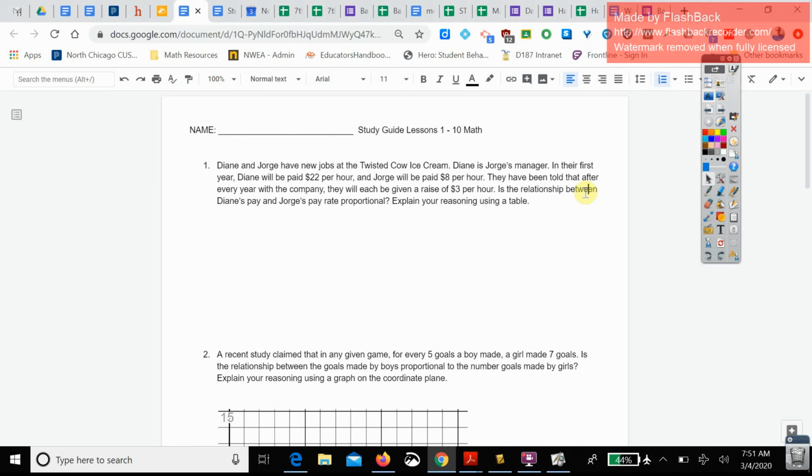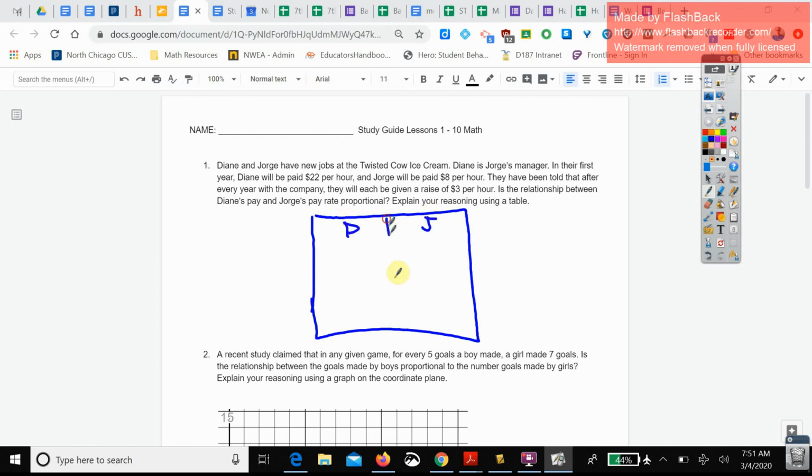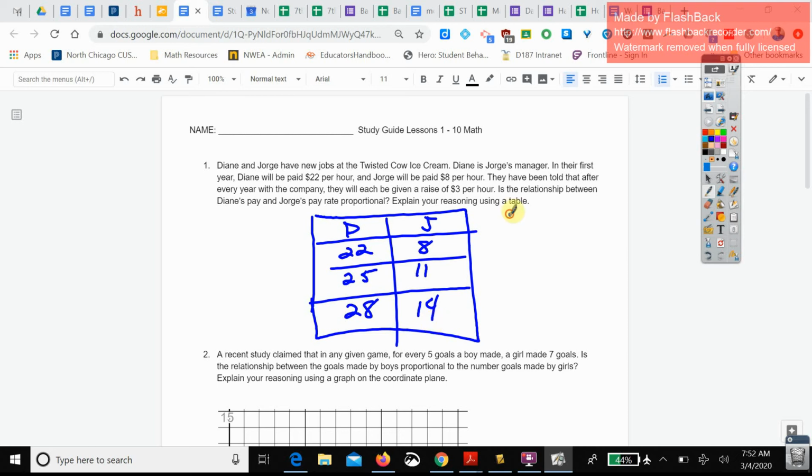Explain using a table. So we want a table, obviously, because that's what they say. But we are comparing Diane's pay with Jorge's pay. So in the first year, she gets 22, he gets 8. In the second year, she gets 25, he gets 11. And in the third year, she gets 28, he gets 14. All right, so I've got my table. Does it have a constant of proportionality?